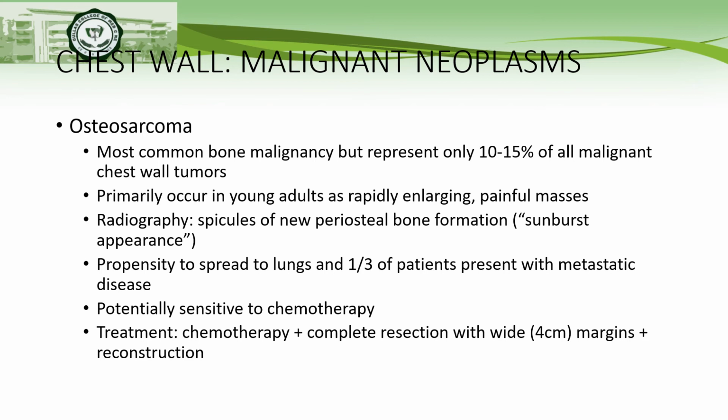Osteosarcoma primarily occurs in young adults as a rapidly enlarging painful mass. Radiography would show spicules of new periosteal bone formation, forming a sunburst appearance. So that sunburst appearance is very pathognomonic for osteosarcoma.